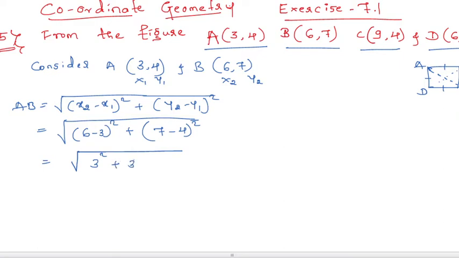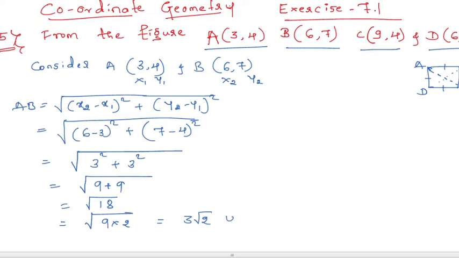which is equal to square root of 9 plus 9, which is equal to square root of 18. This square root of 18 can be written as square root of 9 into 2, which is equal to 3 root 2 units. It is the measurement of the distance AB.